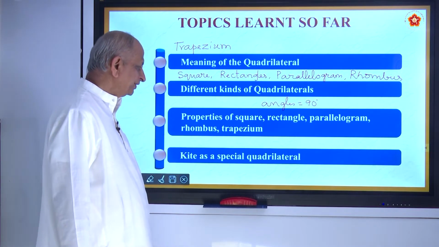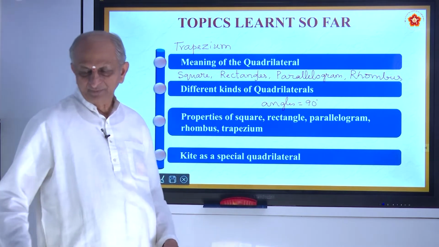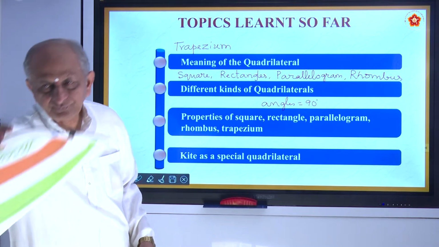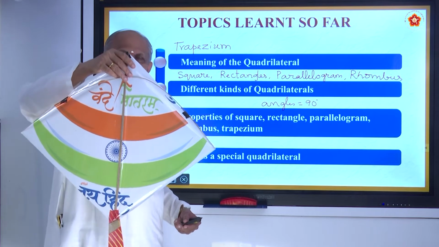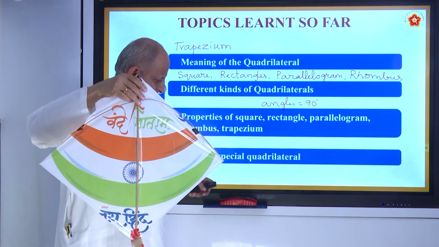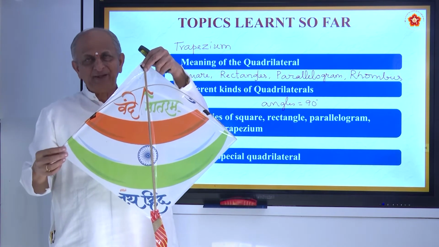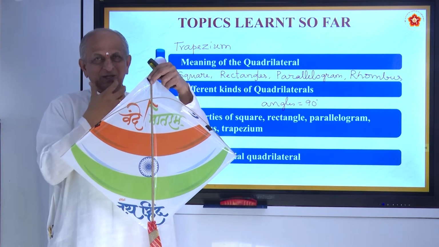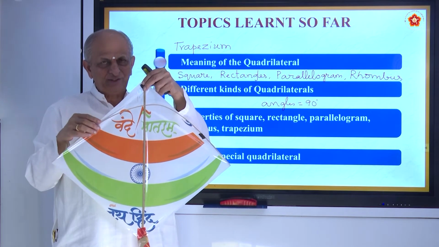Now we are coming to a special quadrilateral. What is the special quadrilateral? It is nothing but the kite. So this is a kite. Are you seeing it? What is the speciality of this kite? How many of you know how to prepare it? Oh, all of you. Okay, most of you, right. So you know how to do it.